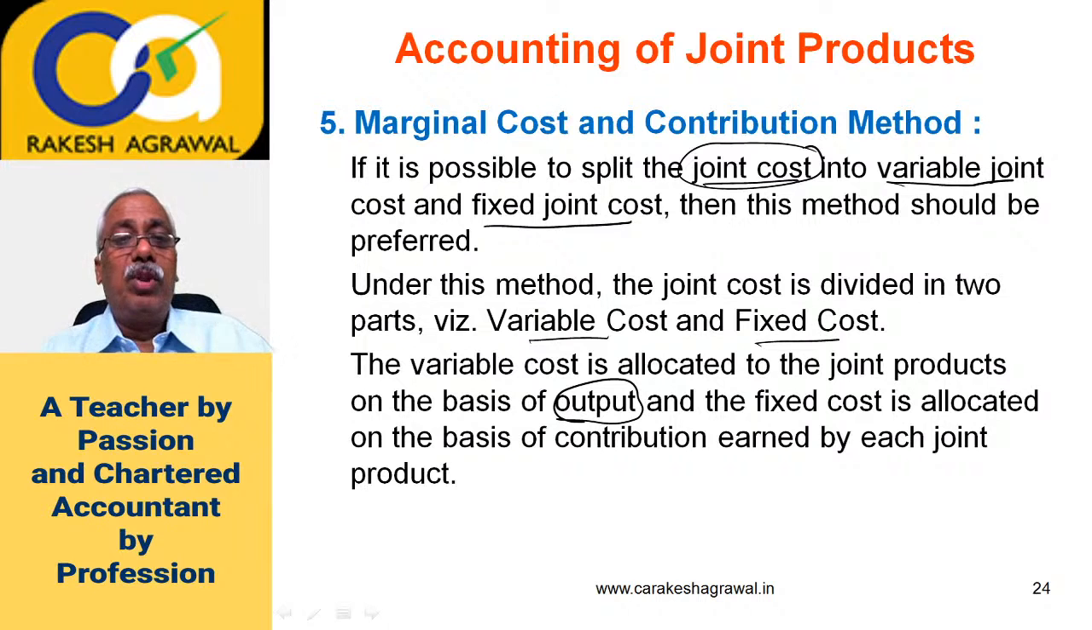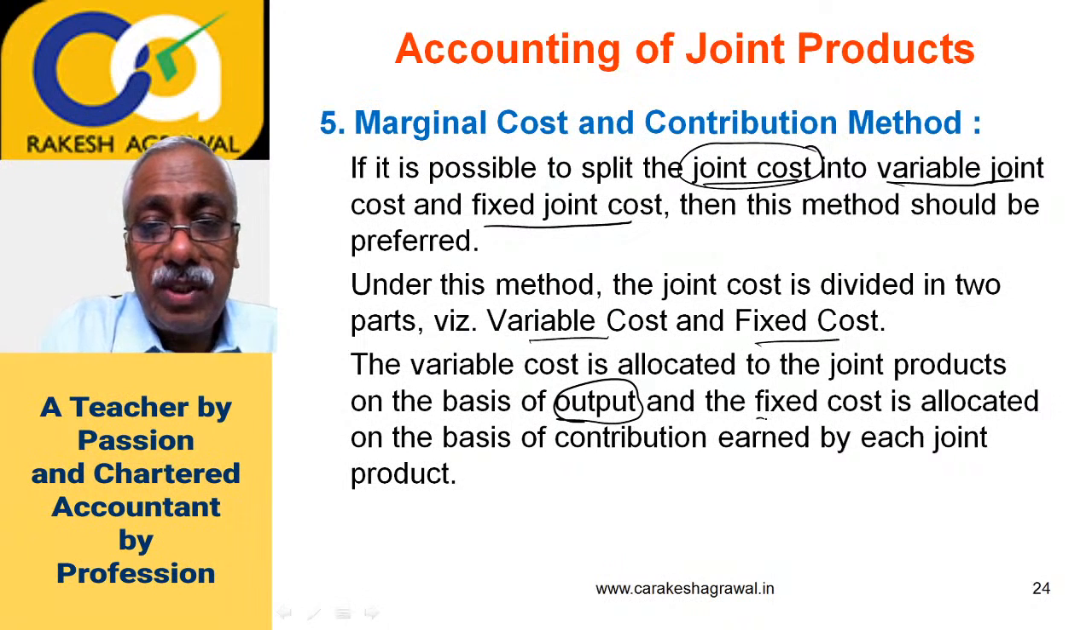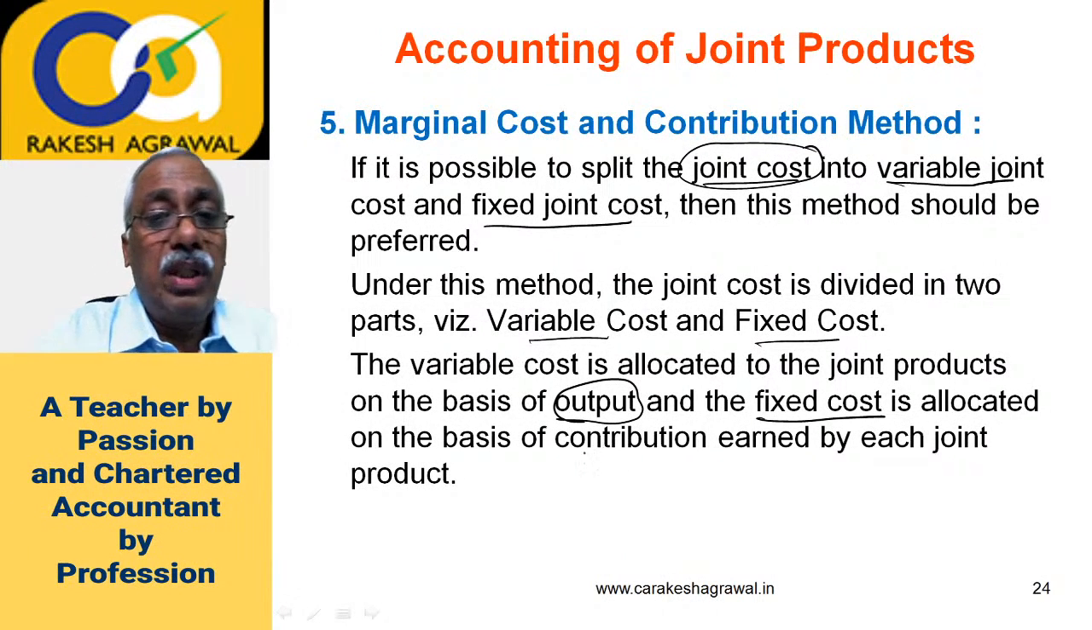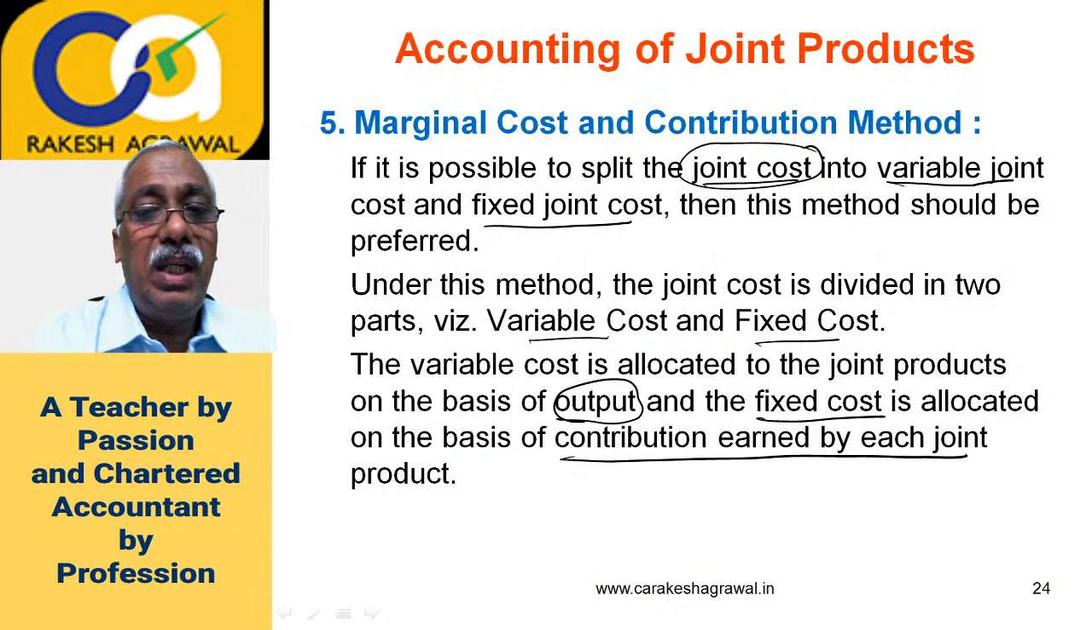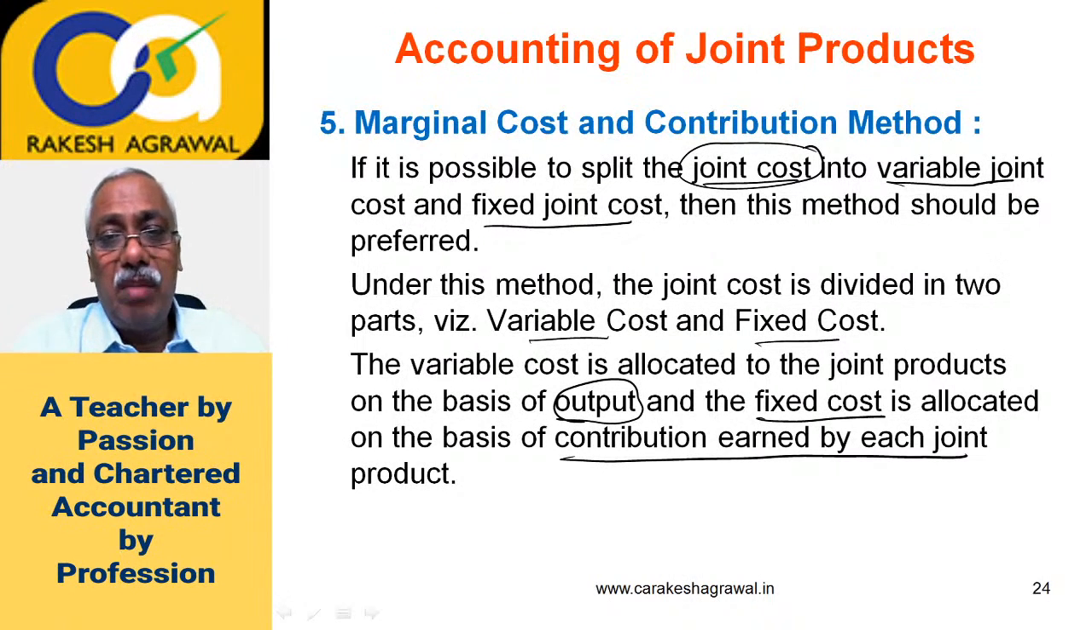So more the output, more will be the variable cost. That is the logic. So variable cost will be apportioned in the ratio of output, and then fixed joint cost will be apportioned in the ratio of contribution which is earned by each joint product. And how will we get the contribution? Sale value of the joint products minus variable cost. You will get contribution, and in the ratio of contribution you will distribute the fixed cost. And the logic will be the product which generates higher contribution is capable of absorbing higher burden of fixed cost. Therefore, more the contribution, more should be the burden of fixed cost.